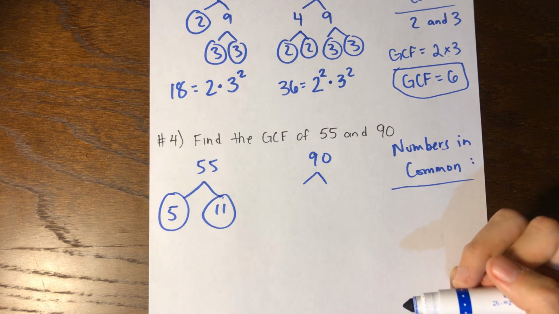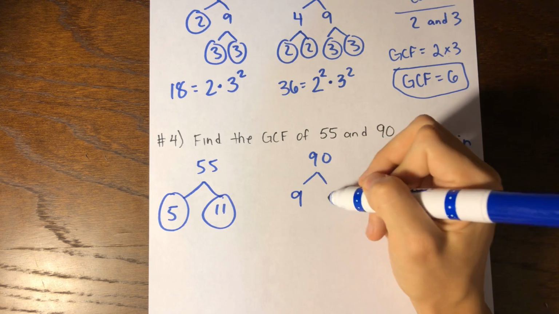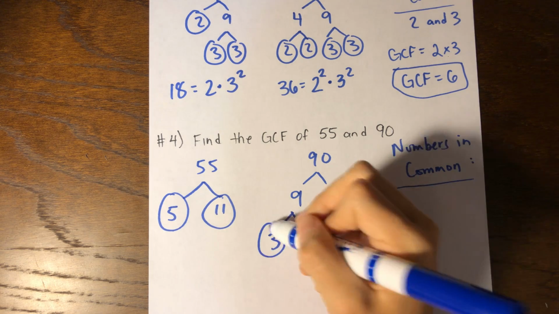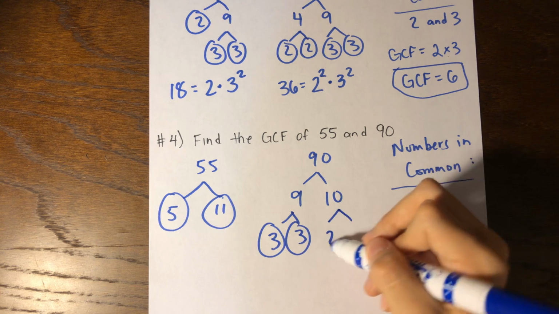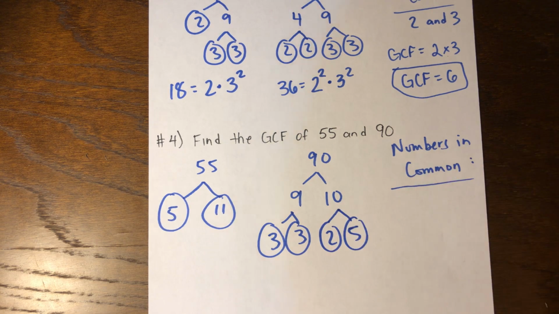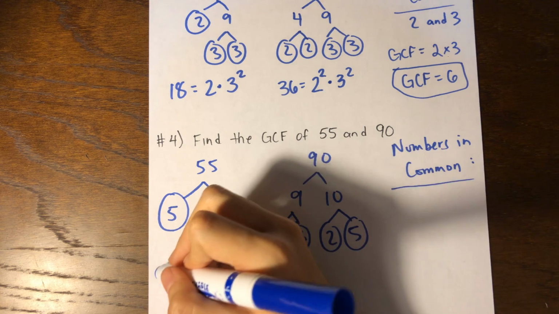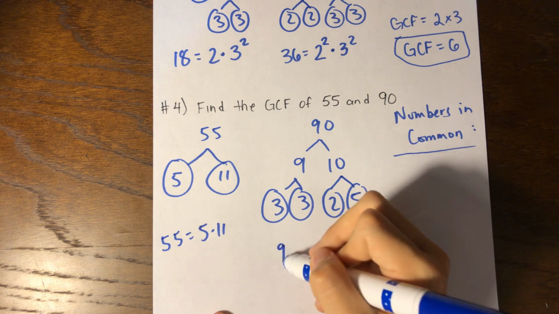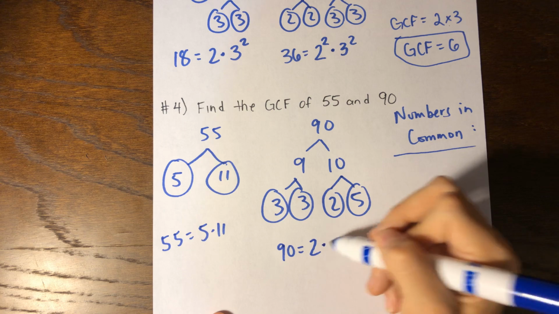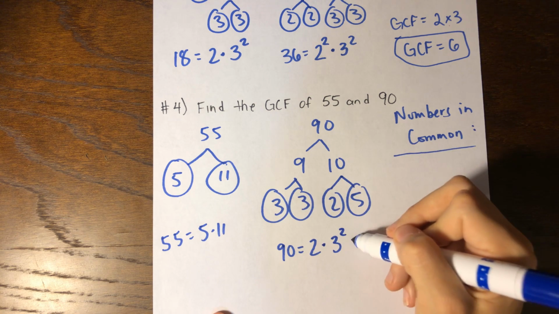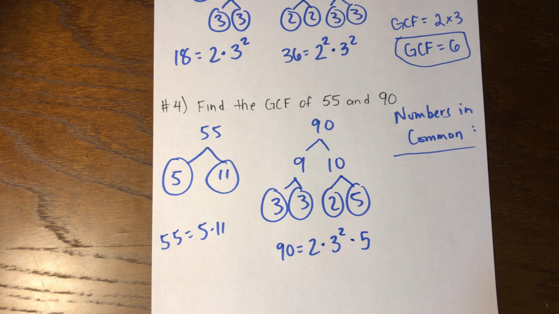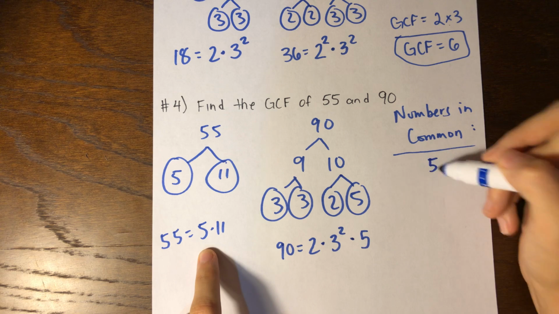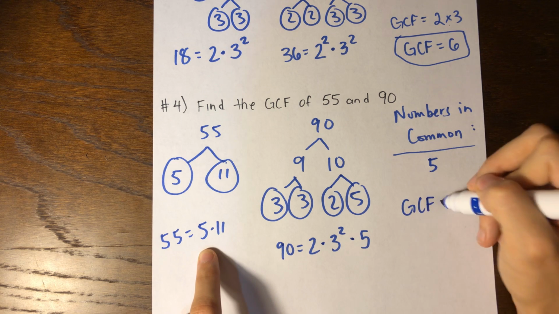Now what about 90? Well, I think of 9 times 10. That gives us 90. 9 can be broken up into 3 times 3. Both are prime. 10 gets broken up into 2 and 5. So 55 is equal to 5 times 11. 90 is equal to 2 times 3 squared times 5. Which number do they have in common? They both have 5 in common. So the GCF is just 5.